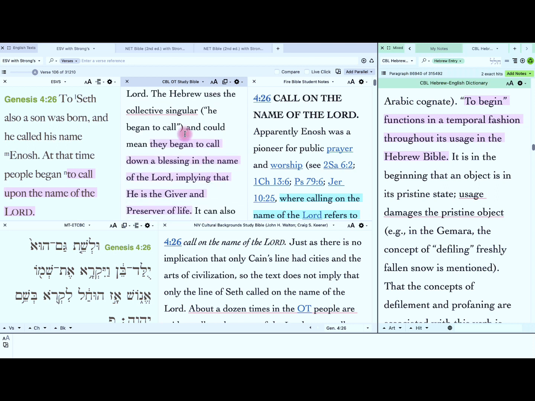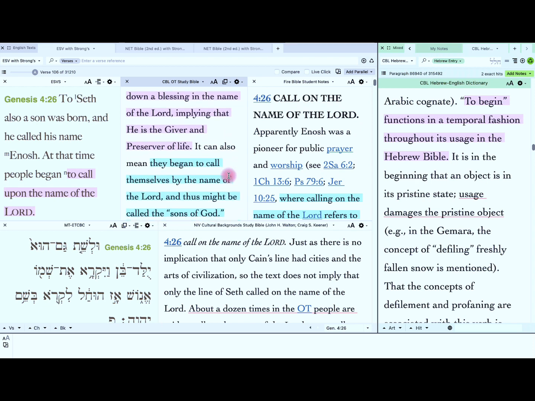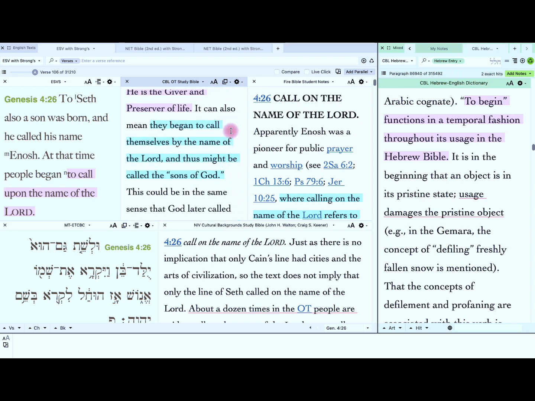What else? Here, the Hebrew uses a collective singular. He began to call. That's how the Hebrew is showing the text, in the singular, third person masculine singular. But it could mean they began to call down a blessing in the name of the Lord, implying that the Lord is the giver and preserver of life. And something else, it can also mean they began to call themselves by the name of the Lord, and thus might be called the sons of God.